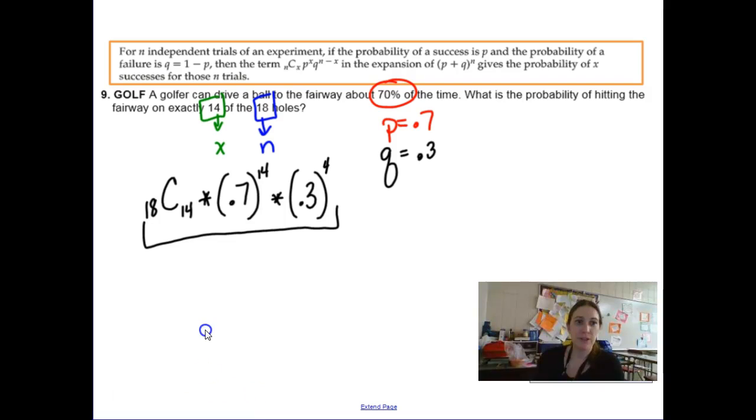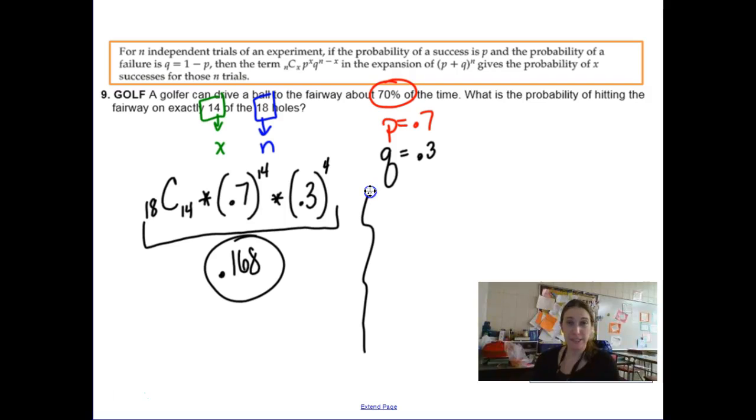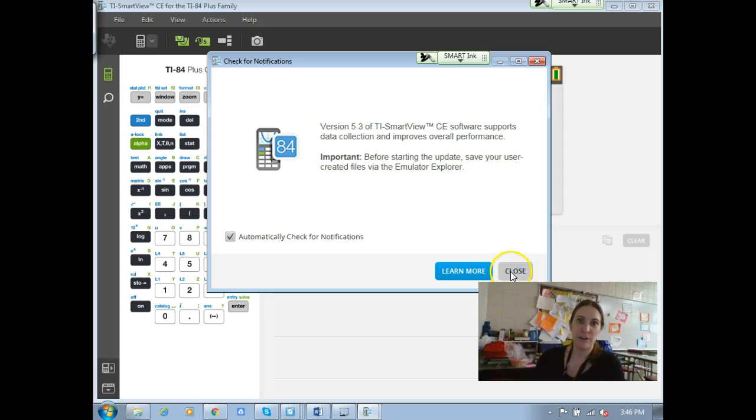So let me go pull up my calculator. Or not. Oh my goodness, the computer's dying a slow death here. While my computer decides to not work anymore, I'm going to tell you that typing this in on your calculator, you get 0.168. Now, this next part I need the calculator for, so let me pause the video and see if I can get things to work. Alright, figured it out.